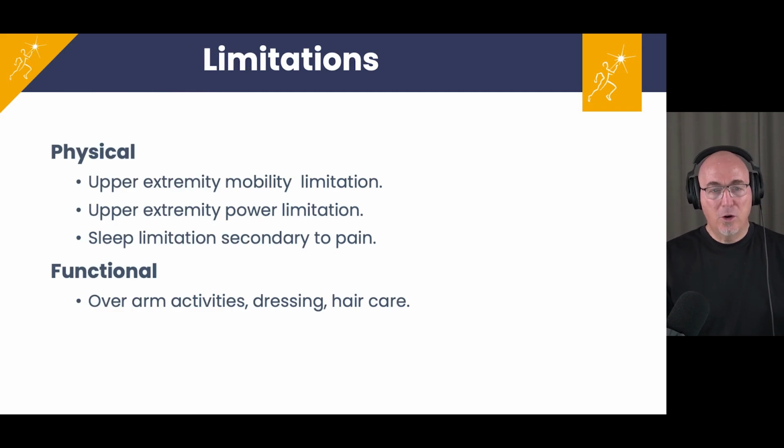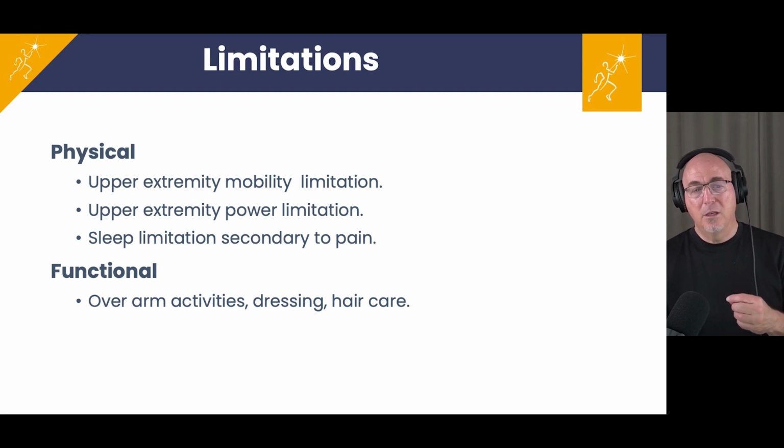Okay. In her limitations, and this is how I want to communicate with Pilates teachers that I work with, is to be able to think of the principles of movement and how they pertain to this particular case. So physical limitation, she had an upper extremity mobility limitation. And she also had upper extremity power or control limitation. So we're already identifying that she needs mobility, she needs power, and then the sleep limitation secondary to pain was a physical limitation.